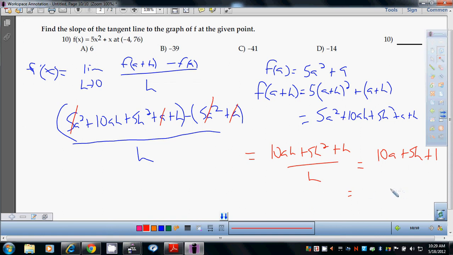Okay. So, plug in h is 0 from the limit, which brings you down to 10a plus 1. All right. So f prime of x is now 10x plus 1. And what do we plug into that? Negative 4. Negative 40 plus 1 gives you a slope of negative 39. B.